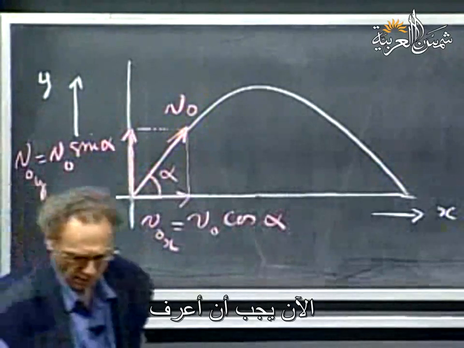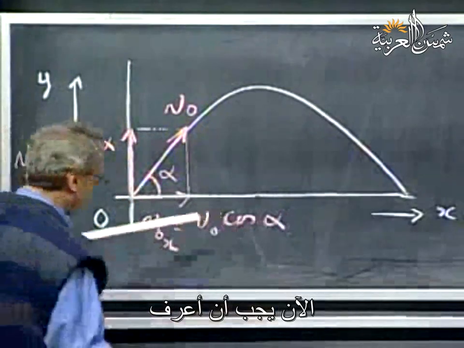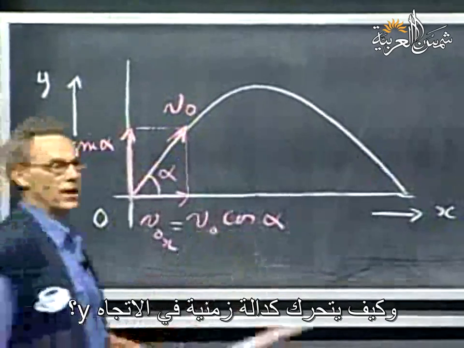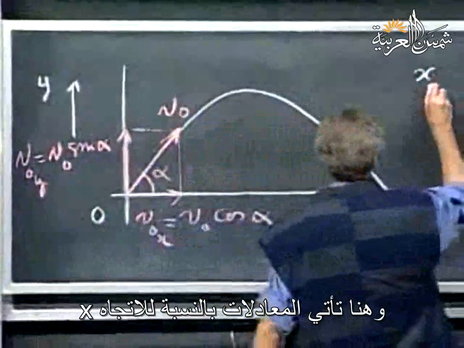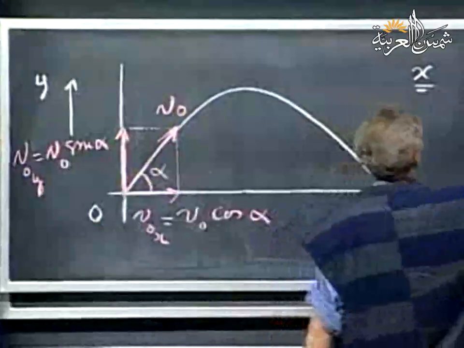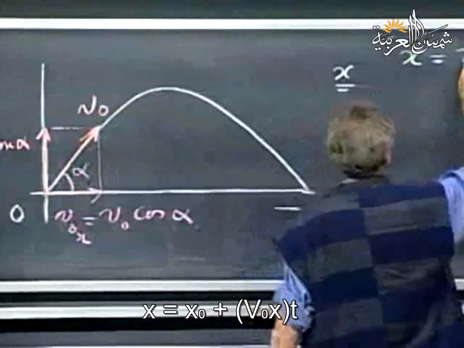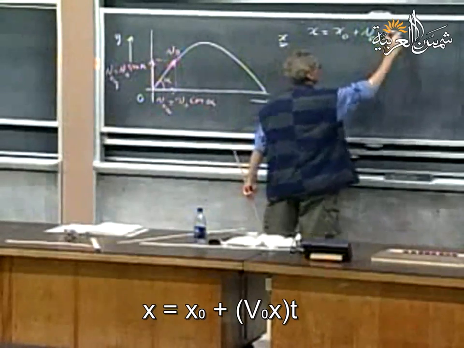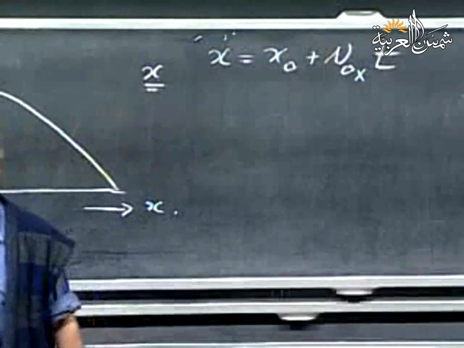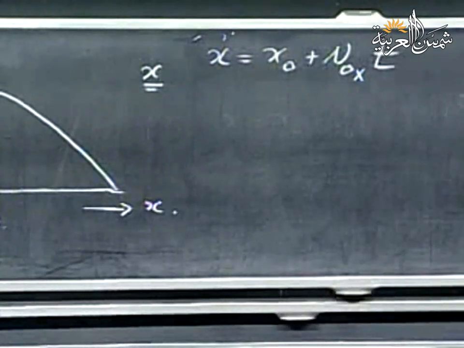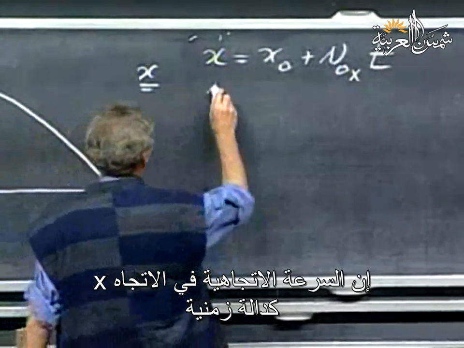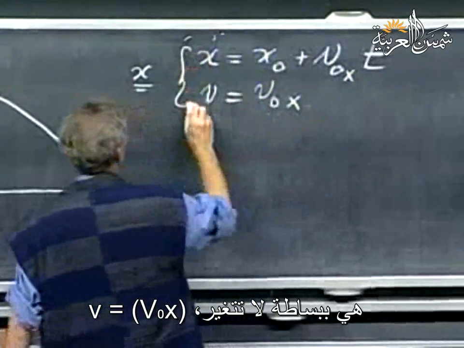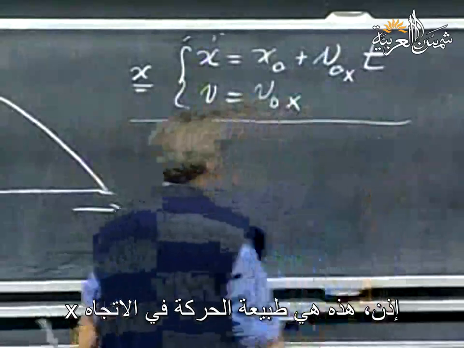And now I have to know how the object moves in the x direction as a function of time and how it behaves as a function of time in the y direction. So here come the equations for the x direction. x as a function of time equals x0 plus v0x times t. That's all, there is no acceleration. The velocity in the x direction as a function of time is simply v0x. It never changes. So that's the x direction.